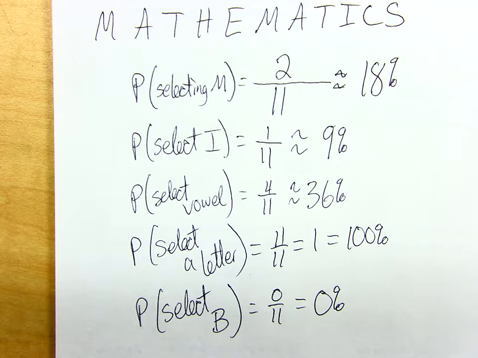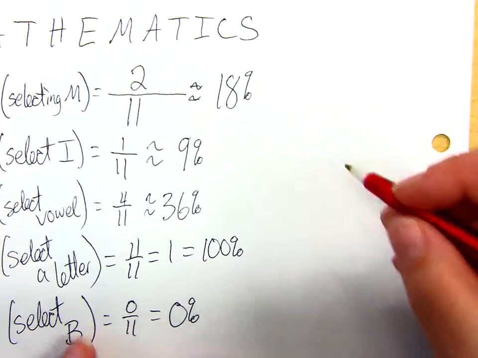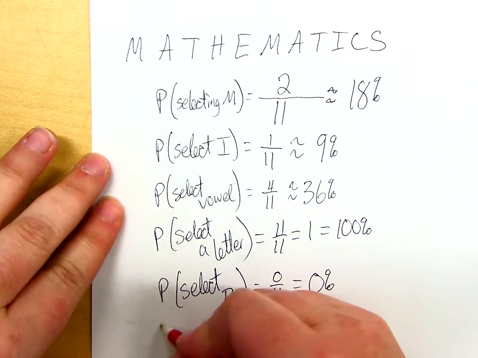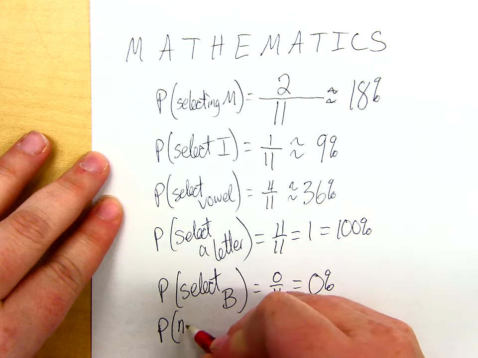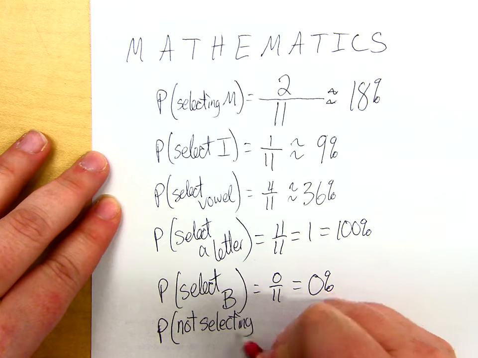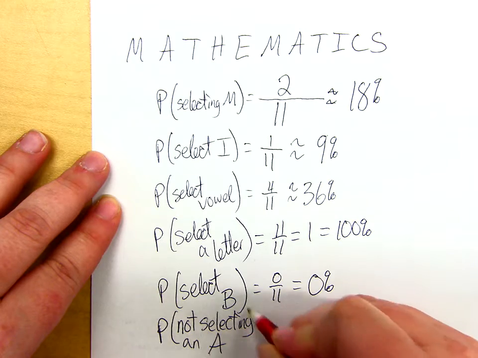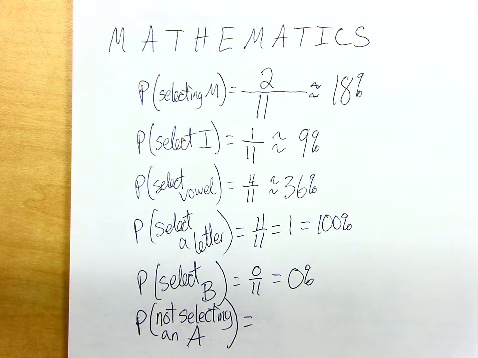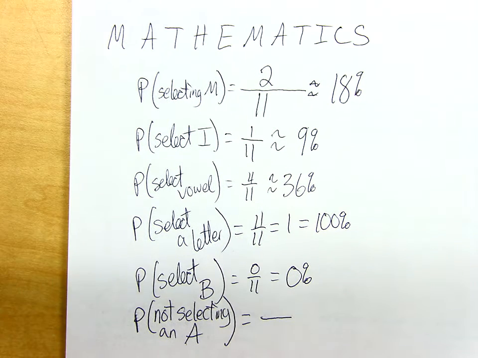Easy enough? Have you guys done this before? Some of you have, some of you haven't. So let's make it a little bit more interesting. How about the probability, let's see if I can put this all at once. Probability of not selecting an A. Don't say it out loud. Everybody get your own answer. Write it down as a fraction, and then change it to a percent if you like.